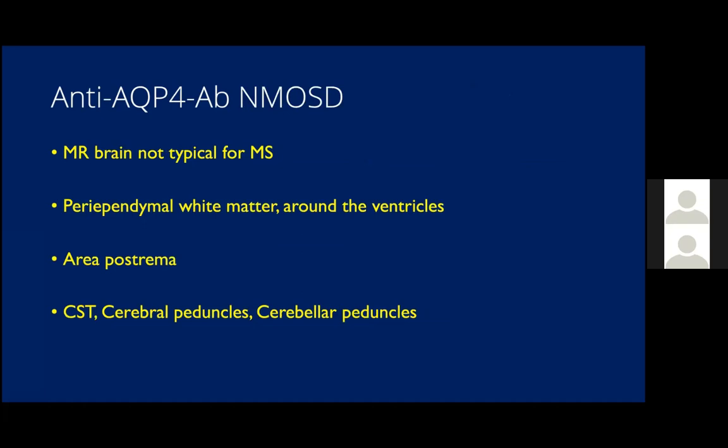Brain lesions are not typical for MS, and they are usually in the periependymal white matter, such as in our case, around the ventricles and the area postrema in the brainstem. That's why these patients can present with nausea and vomiting, and they usually involve the corticospinal tract, cerebral peduncle, and cerebellar peduncles.